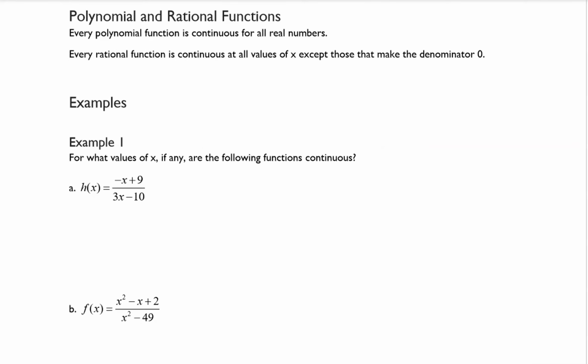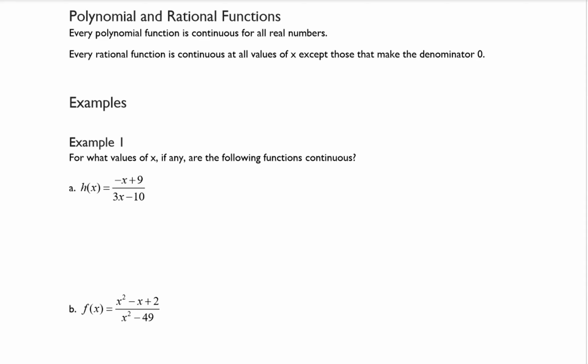Polynomial and rational functions with regards to continuity have some special rules. So those rules are: every polynomial function is continuous for all real numbers, and every rational function is continuous at all values of x, except those that make the denominator 0. So example 1 says, for what values of x, if any, are the following functions continuous?